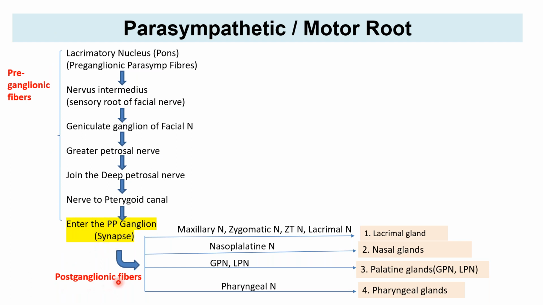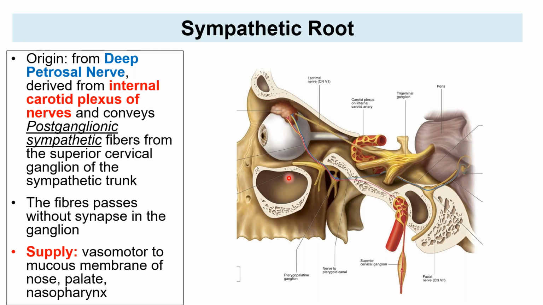Now from the synapse, the postganglionic fibers go through the maxillary nerve, its zygomatic branch, its zygomaticotemporal branch, joining the lacrimal nerve, and supply the lacrimal gland. Through the nasopalatine nerve, it is going to supply the nasal glands. Through the greater palatine and lesser palatine nerves, it is going to supply the palatine glands. And through the pharyngeal nerve, it's going to supply the pharyngeal glands. Yes, it is a very difficult part, but you have to revise it again and again in this flowchart manner. And remember, once you get a question, you have to make this flowchart of the parasympathetic motor route. So the secretions of all these glands are taken care of by the pterygopalatine ganglion.